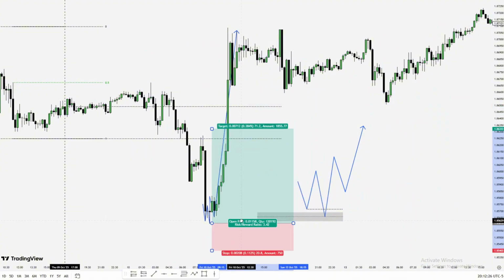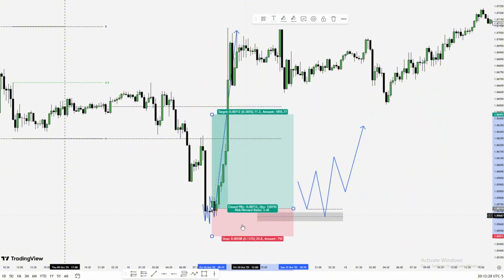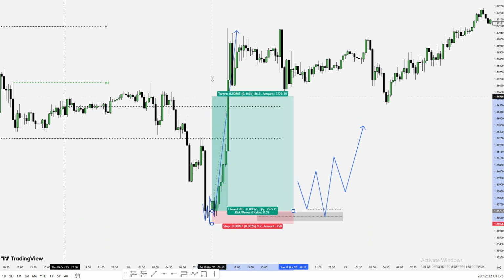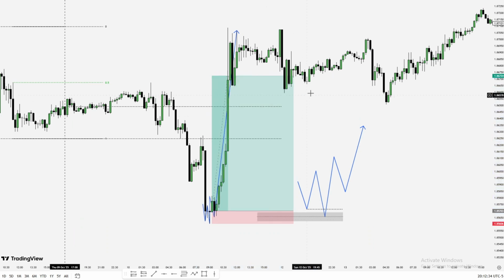Now entry would be something like this. Stop loss at this low, and you're going to target the 50%. If the 50% is huge, I always advise you to just be realistic. 10 hours is huge, but you can actually take 10 hours if you want.